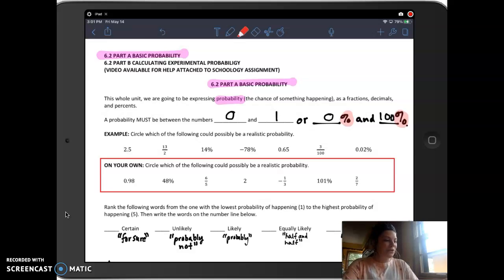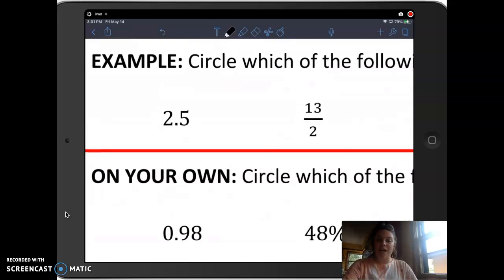All right, so this first question that I'm going to do as an example says, circle which of the following could possibly be a realistic probability. So basically, we're just seeing, do you understand which one of these is between 0 and 1 or 0% and 100%? Let's get started. This first one does not have a percent symbol over next to it, and it is bigger than 1. Not possible.